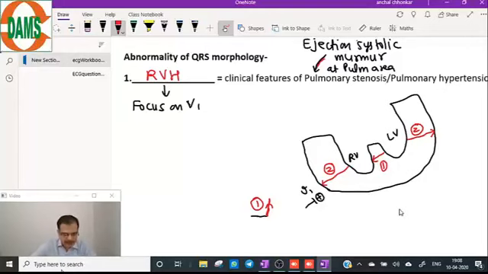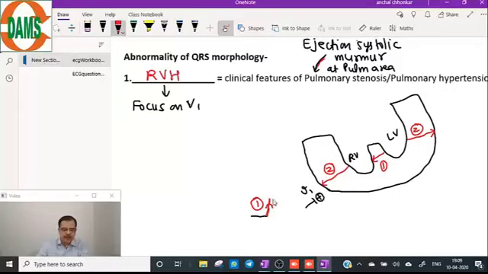Why are we only looking at V1? Because this is a right-sided pathology. Whichever side the pathology is on, you look into that particular lead. Because it is right ventricle hypertrophy, RVH, focus on V1. If it is left ventricle hypertrophy, you will focus on a left-sided lead like V5 or V6.